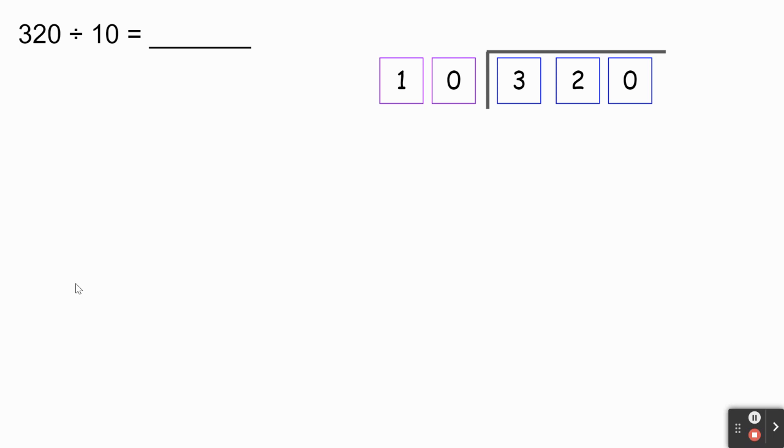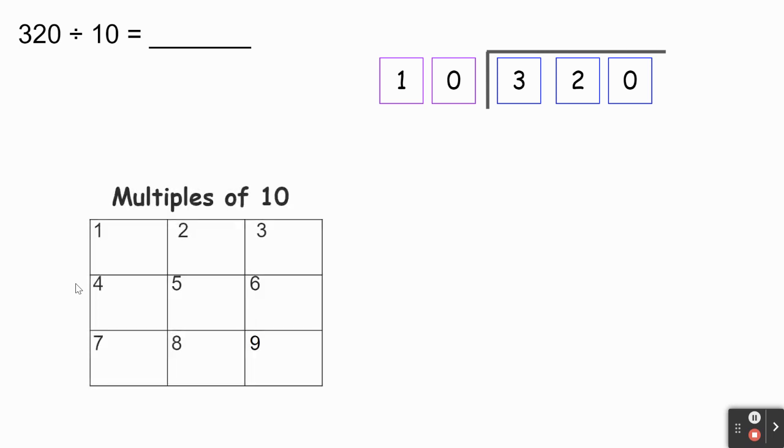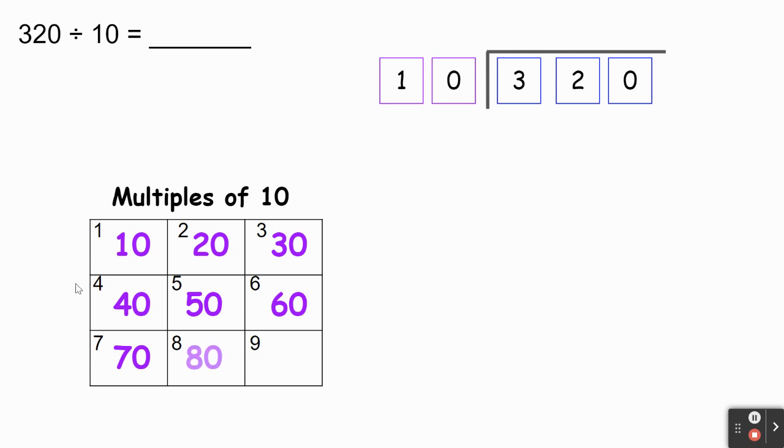We're going to be using the standard algorithm today, so let's list out our multiples of our divisor 10. The multiples of 10 are 10, 20, 30, 40, 50, 60, 70, 80, and 90. This will be the first 9 multiples of 10. We're going to use this to help us divide.